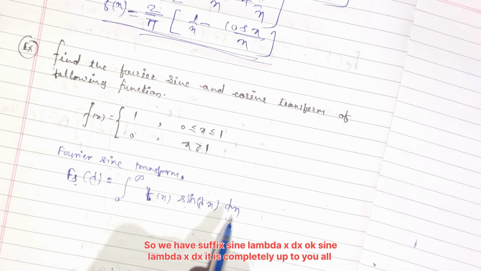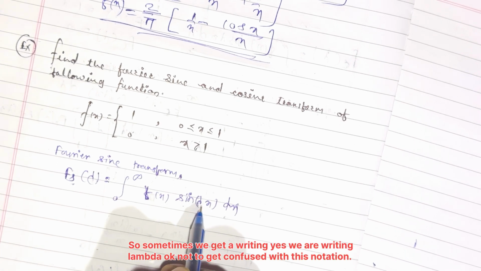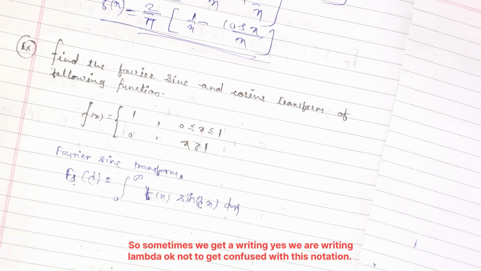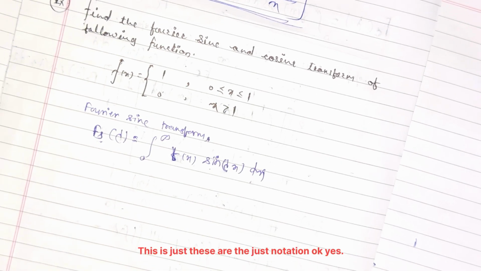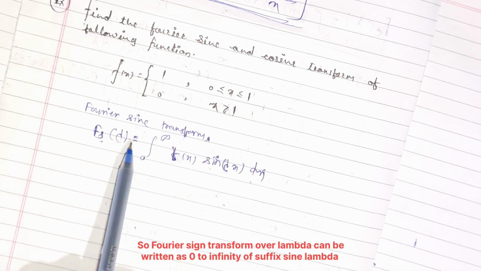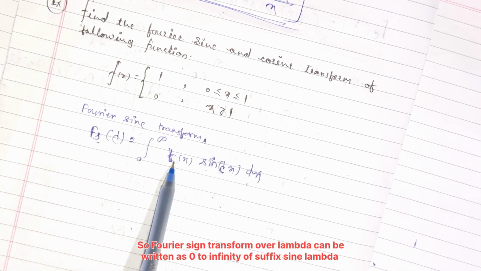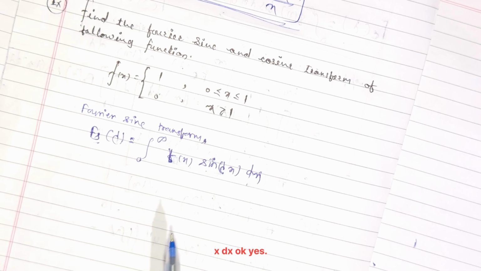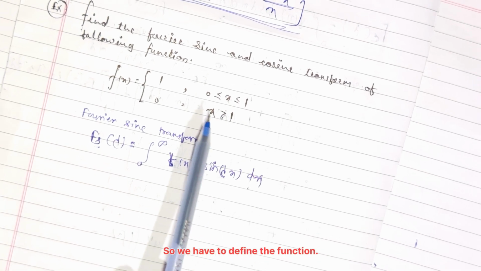It is completely up to you; sometimes we write lambda, so do not get confused with the notation. These are just notations. So the Fourier sine transform over lambda can be written as the integral from 0 to infinity of f of x sine lambda x dx. Now we have to define the function.